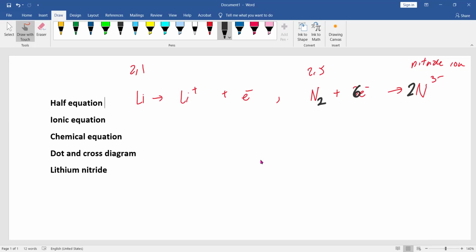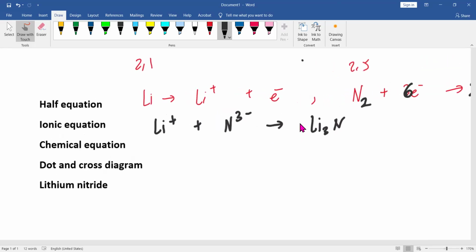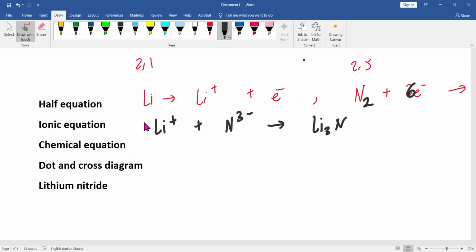Okay. So ionic equation. So what is the formula? Li, Li, Li, three. Do you remember why?